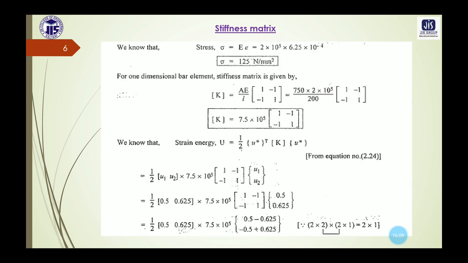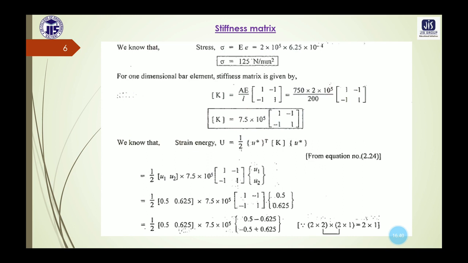Next we need to calculate the value of stress, and for that we have used Hooke's law, which states that the formula of stress sigma equals Young's modulus multiplied by the strain. The value of Young's modulus is given in the numerical, and the value of strain we have calculated in the second part of the numerical. So we need to put those values here and calculate the value of stress, which we are getting as 125 Newton per millimeter square.